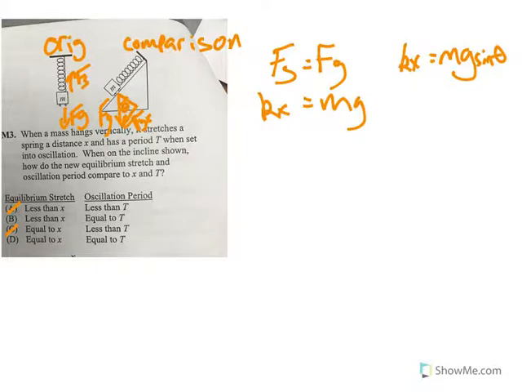So since this is bigger than this, the x is smaller, right? Because the force pulling it down is less. So the spring should be stretched less, because there's less force pulling it down to begin with.